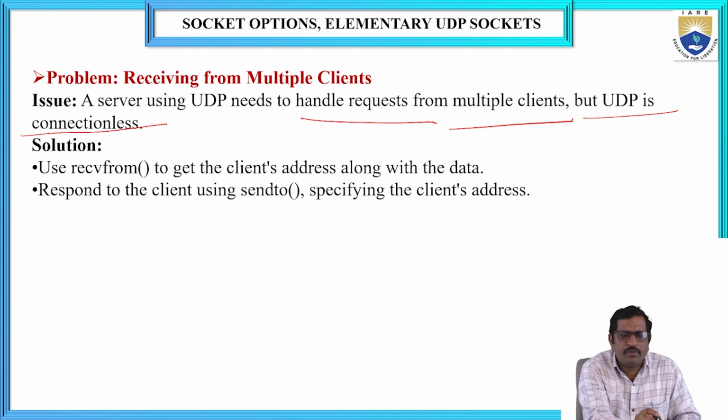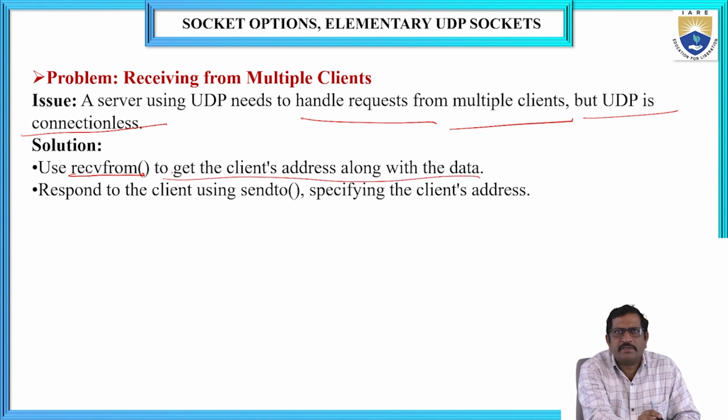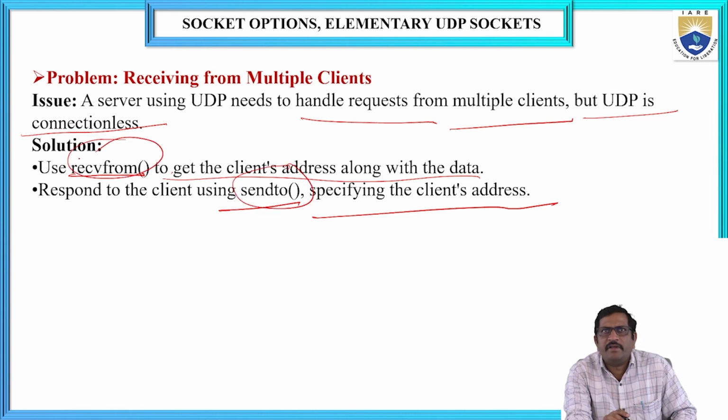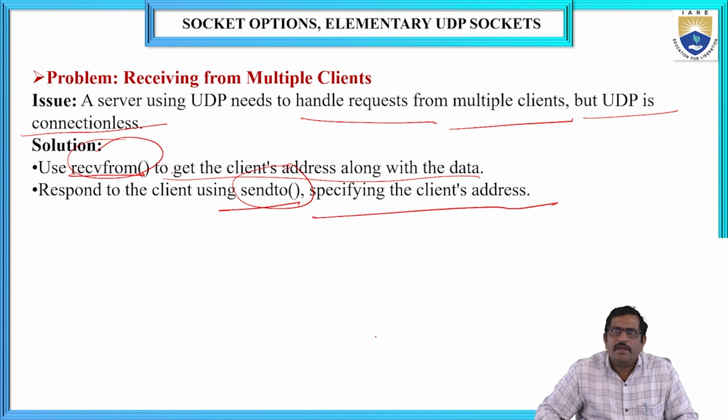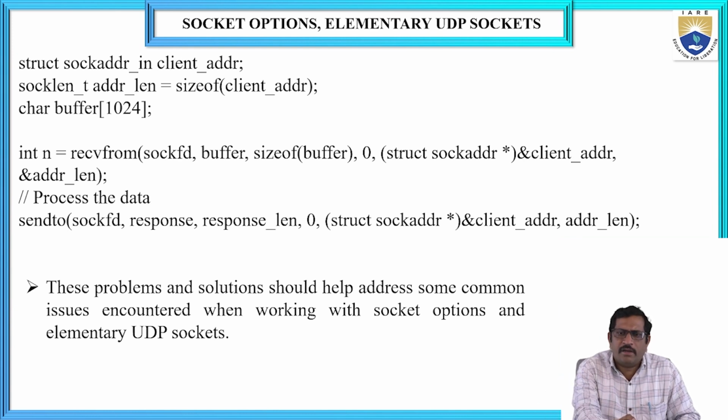For that, we use the recvfrom function to get the client address along with the data. Then we respond to the client using sendto, specifying the client address. With the help of these two functions, sendto and recvfrom, the server can receive data from multiple clients. This is the implementation for receiving data from multiple hosts or clients.